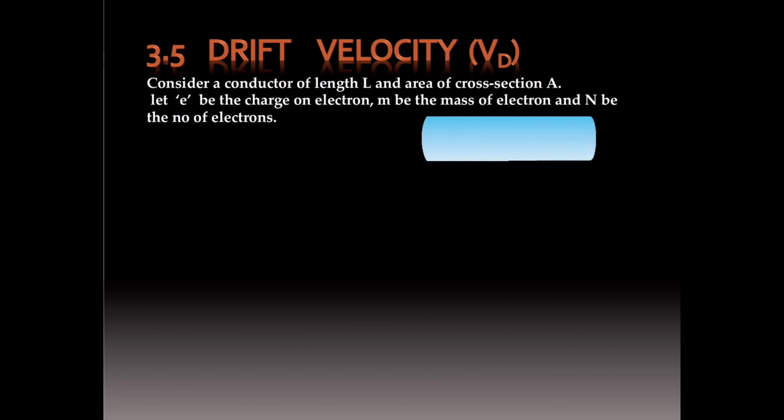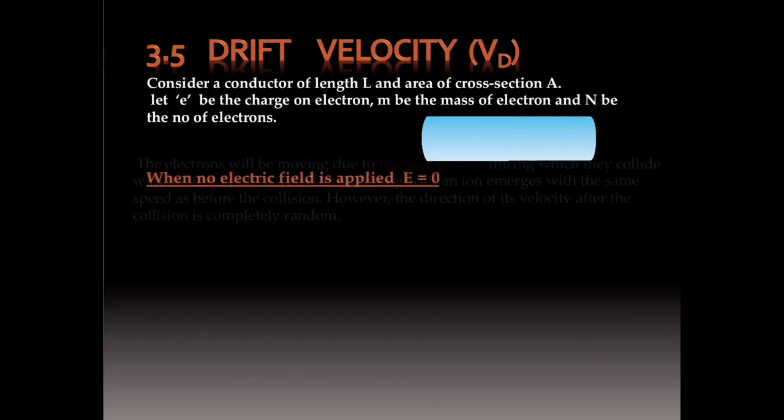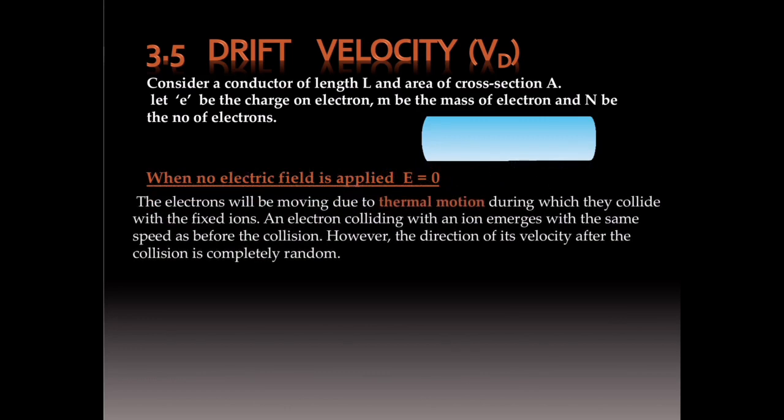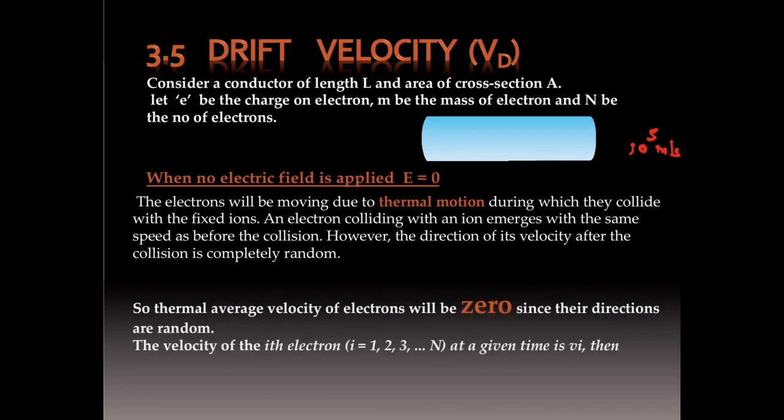Now see what happens when we have no electric field. When no electric field is there, all the electrons are randomly moving and they cancel out their effect, and that's why there is no net current. Remember, electrons are moving with thermal velocity, and this motion is known as thermal motion. During thermal motion, the speed of an electron is of the order of 10 raised to power 5 meter per second. So it means the average velocity of electrons is 0.